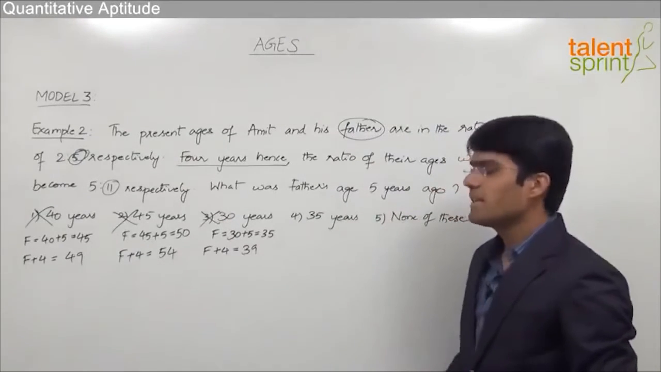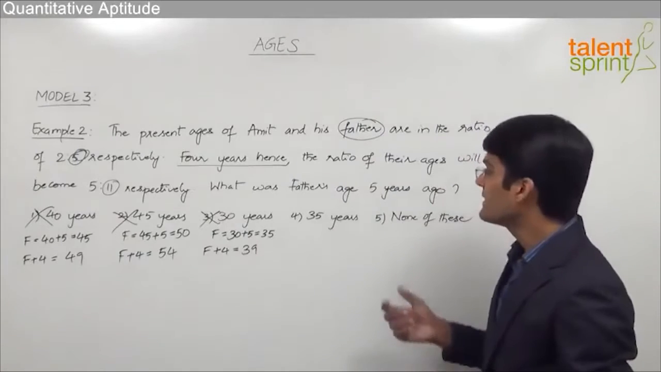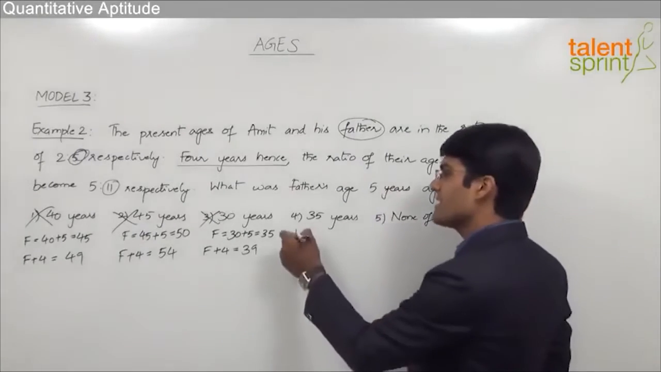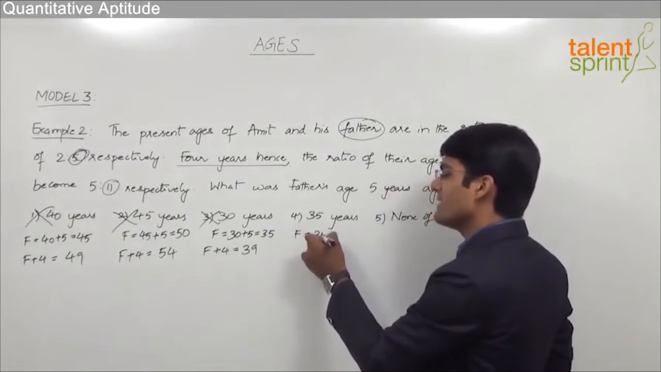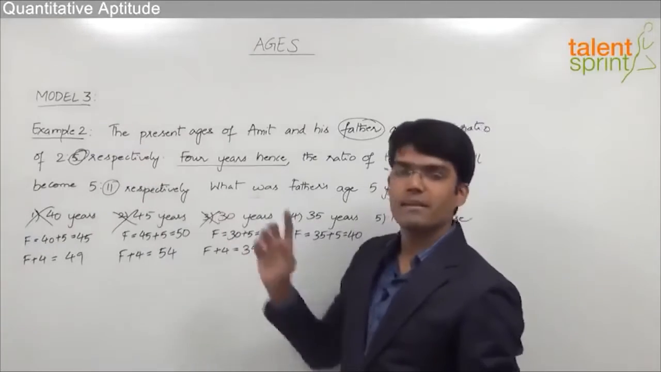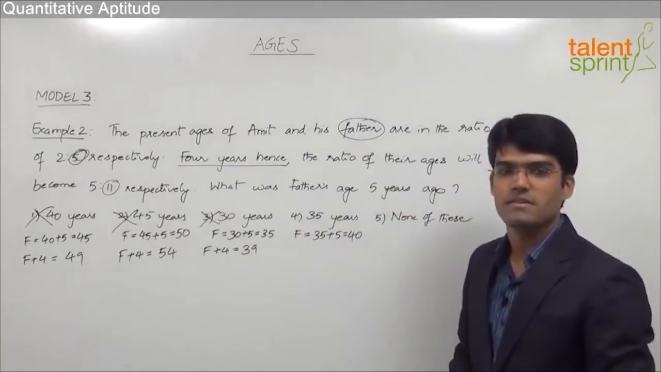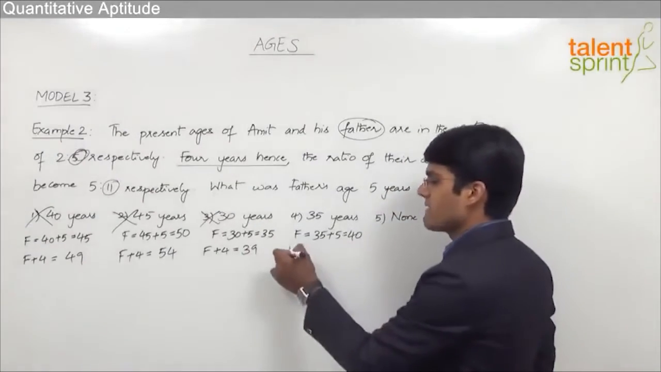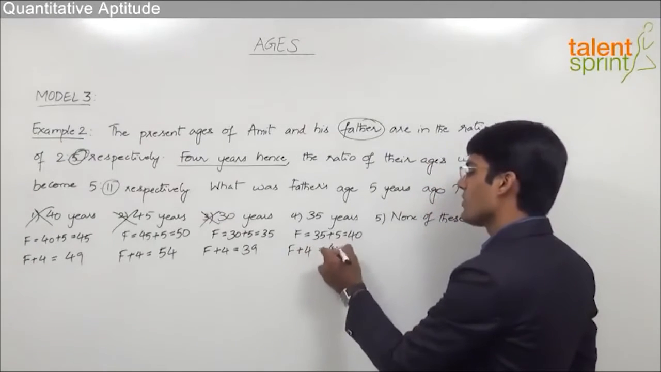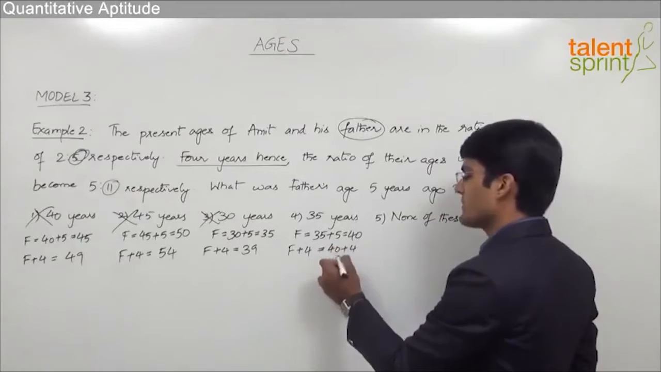Now, the fourth option here is 35 years. That means father's age 5 years ago was 35. So father's present age can be taken as 35 plus 5, which is 40. And 40 is a multiple of 5. So this satisfies the first condition. Let us now take the second condition. Father's age 4 years hence will be 40 plus 4, that is 44 years.